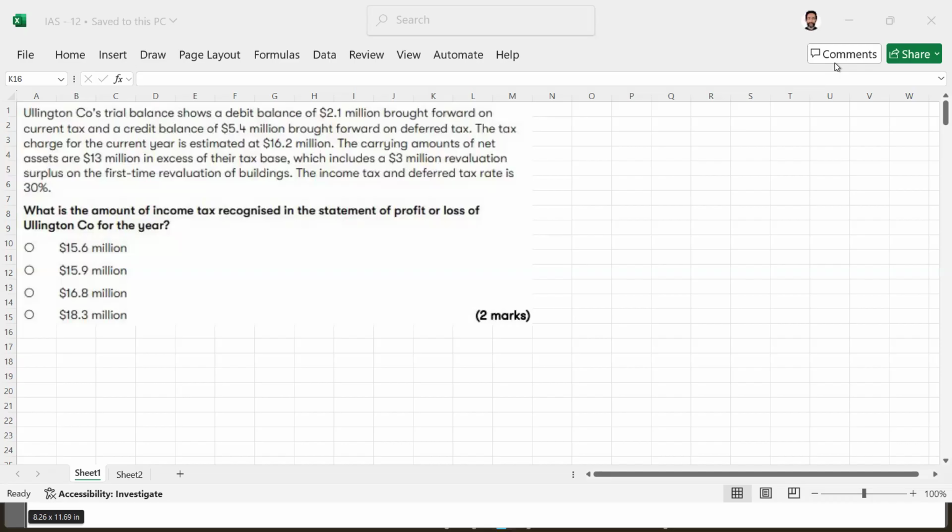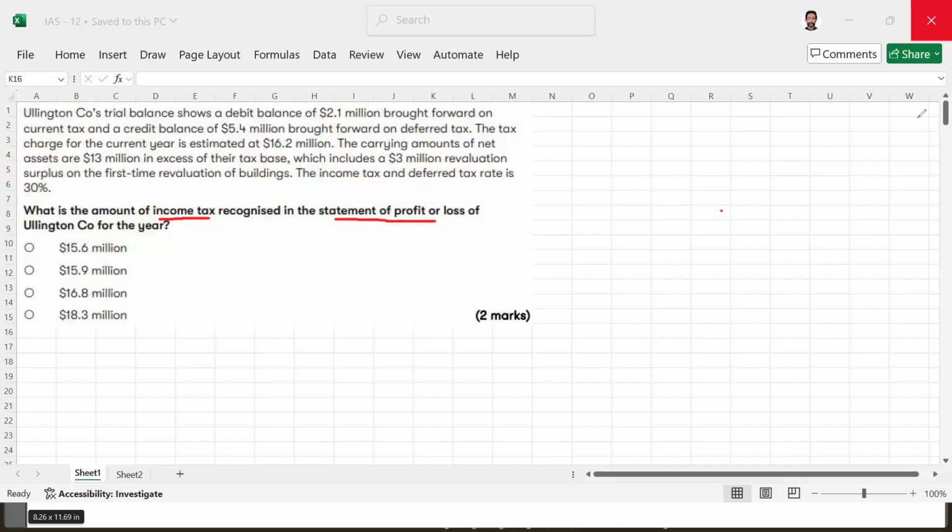Okay, so let's see the first question that we have. What is the amount of income tax recognized in the statement of profit or loss of Ulington Co. for the year? You need to understand that whenever the question is talking about the charge to the profit or loss, this will always have three steps. One or two of the steps are easy, and the third step is related to deferred tax impact. Okay, so this question is talking about the amount of income tax that will be recognized in the statement of profit or loss.